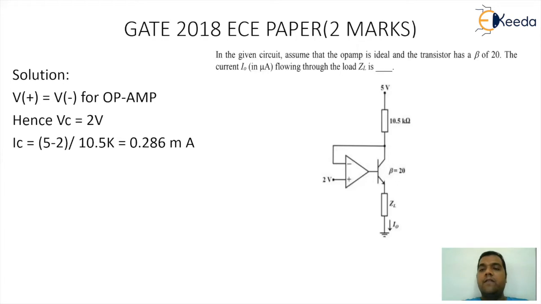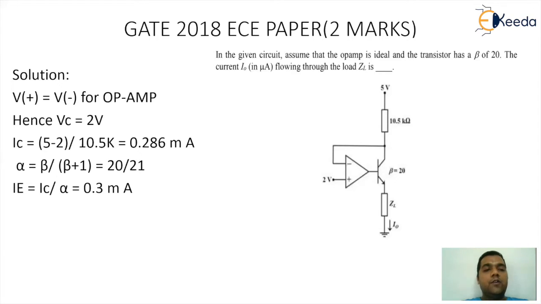I am given the value of beta also. So for that, I'll get the value of alpha as beta upon 1 plus beta, that is going to be 20 by 21. Then I will take IE is equal to IC by alpha. Solving it, you can get the value of IE as 0.3 milliampere. So if the value of IE is 0.3 milliampere, your IE is same as your IO. And that's the reason IO was 0.3 milliampere.